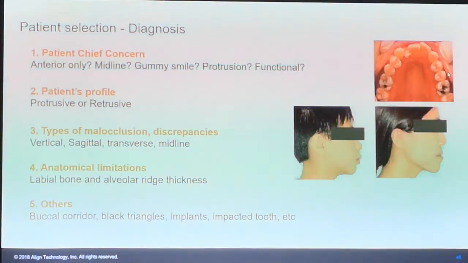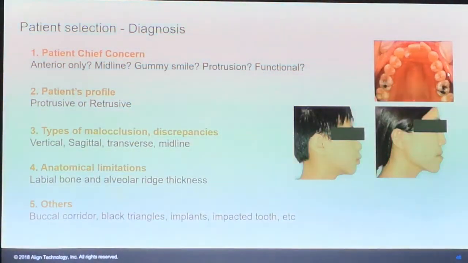Another thing you should consider is the buccal corridor of the patient. If the patient has a large buccal corridor, it means that when they smile, you can see the black gap at the corner of the mouth. So with patients who have a large buccal corridor, you may want to do a little bit of expansion to provide them a broad smile.